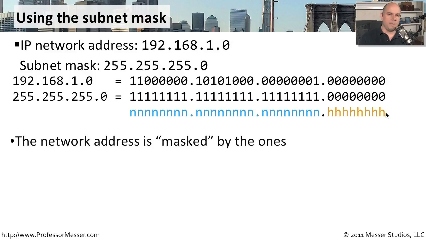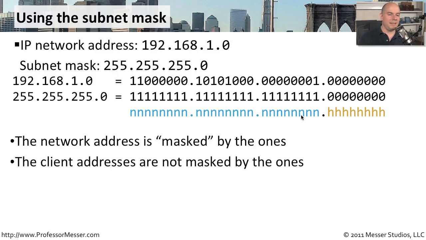Whenever we're looking at the mask, the mask is always going to have these ones here, and we talk about the network address being masked by those ones, and that's why I put those ones right there so we would know that was the network. Everything that is not masked by the ones is therefore the clients that you would have on that subnet. So that's how the IP address and the subnet mask work together to tell your computer what network am I on and what IP addresses should I expect to see on my local subnet.